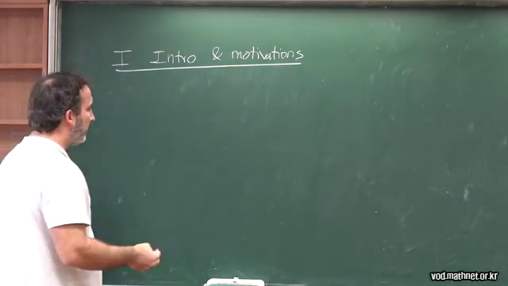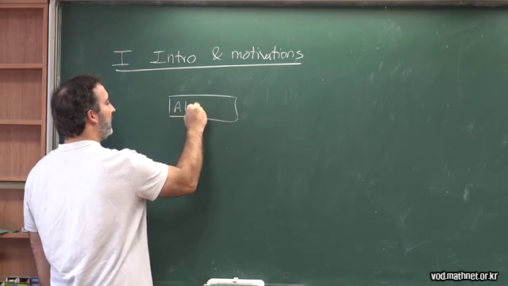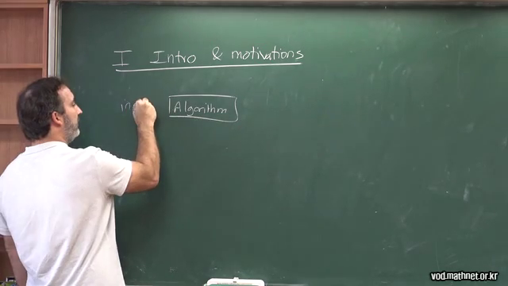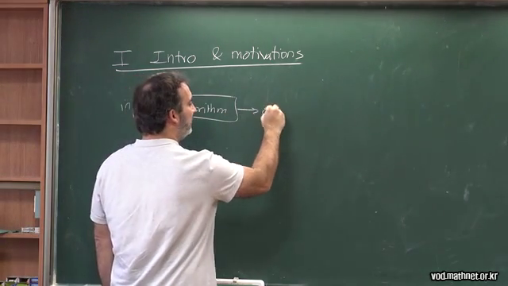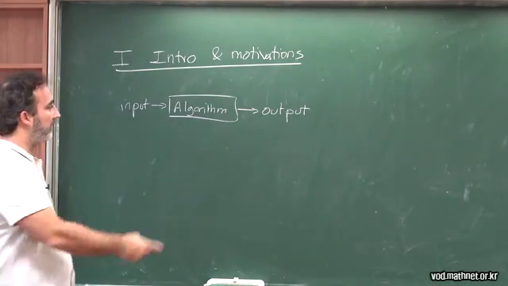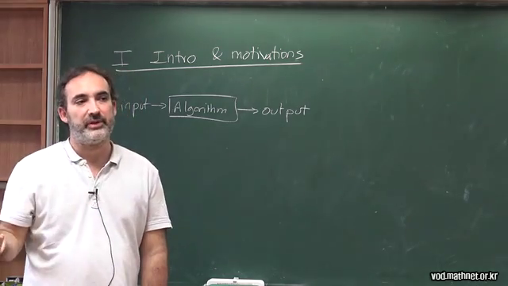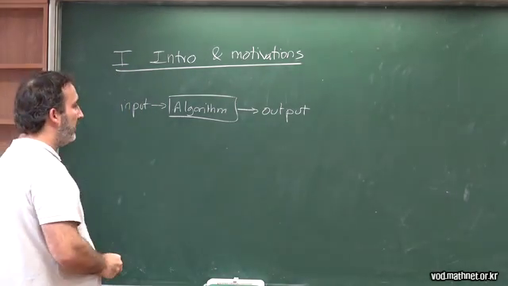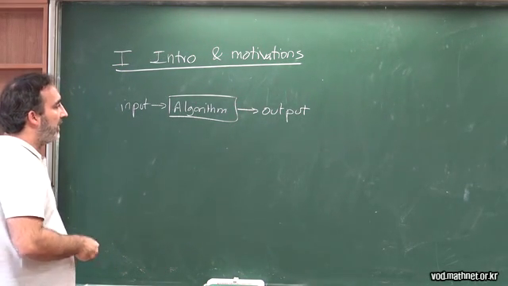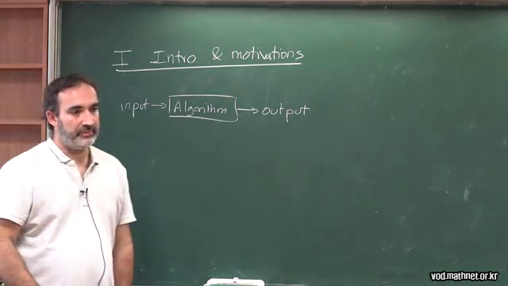So in computer science, we have algorithms and some input and some output. And for a given problem, we have several algorithms to solve it, and we want to say this algorithm is better than this one. And in order to say that, we have to actually calculate some measure of the efficiency of the algorithm.